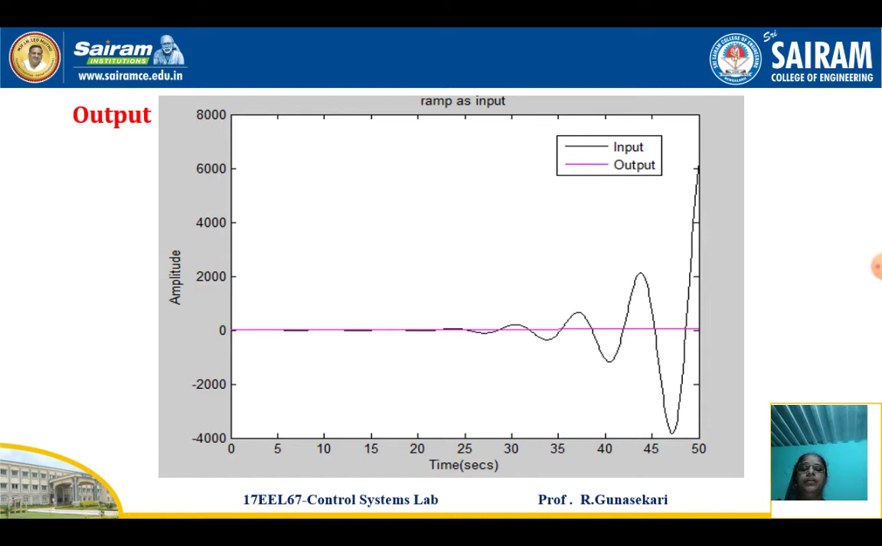Then ramp as an input. So therefore the input is black color. You see first it is 0 steady, then again after 25 seconds the oscillation happens. Finally the input reaches amplitude 6000. The output is steady only.